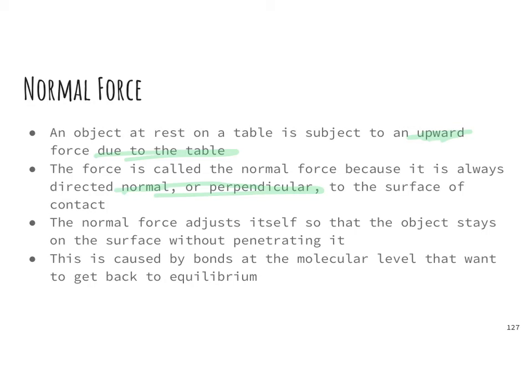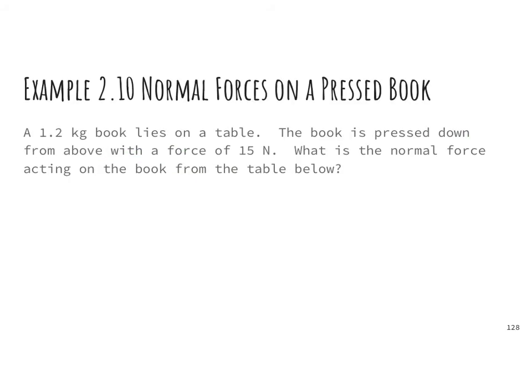What we like to say is that it adjusts itself so that the object stays on the surface without penetrating it. Whatever forces are going down, the normal force has to be equal and opposite to the force that it's matching. This is caused by bonds at the molecular level. The harder you push on the table, the more they want to keep that equilibrium, so they push back a little harder.